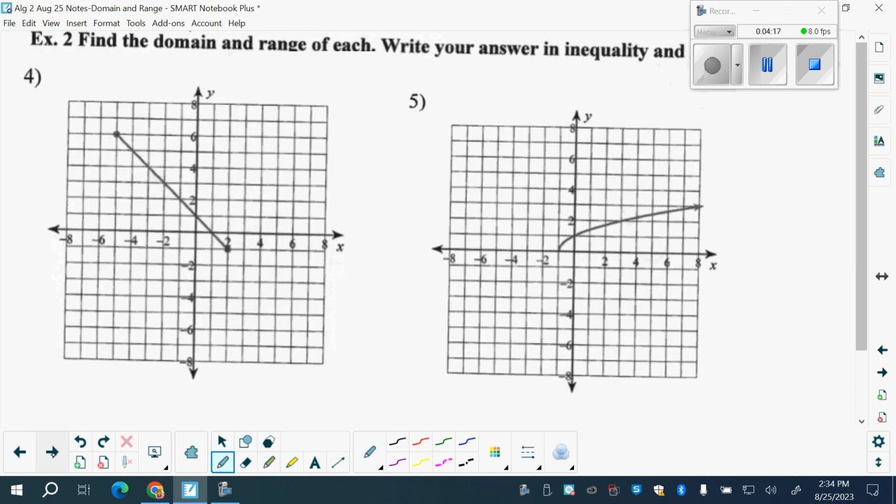Now we're going to find the domain and the range of each. It's going to be a little bit harder because we've got both the domain and the range that we're talking about now. So domain is left or right or up and down? Left and right. So what would the domain be here on this one?